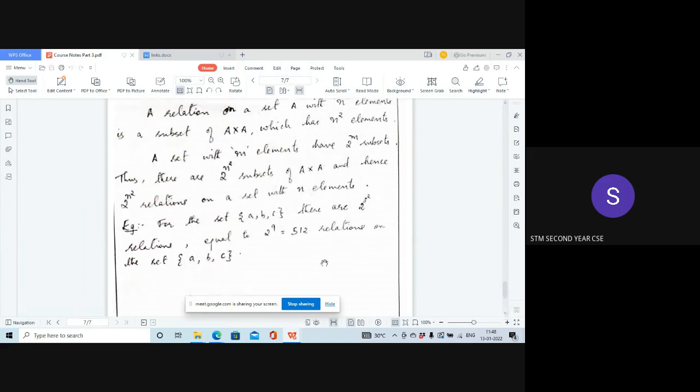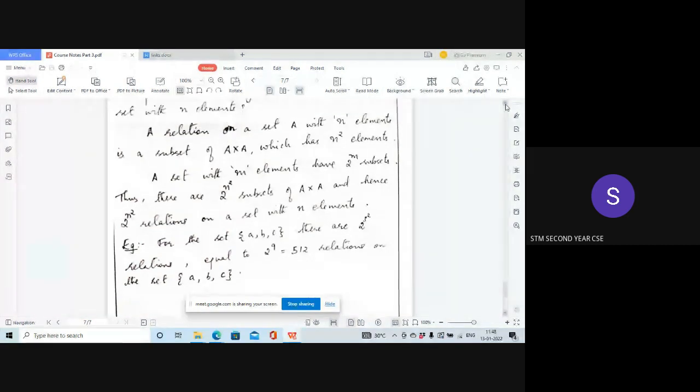And here, for the set ABC, since there are 3 elements, there will be 2 raised to 3 square relations, and that is equal to 2 raised to 9, which is 512 relations defined on the set ABC. Okay, just write down this answer.